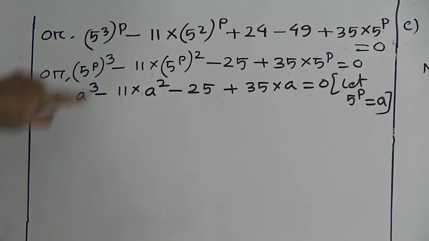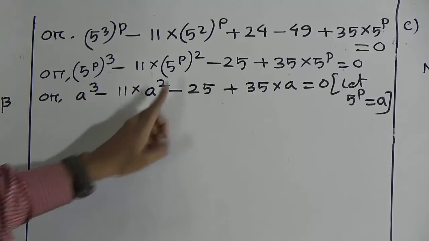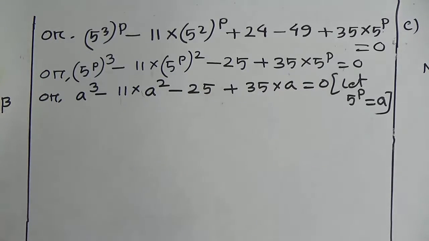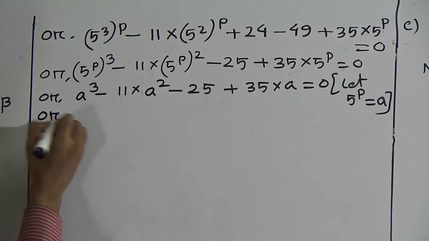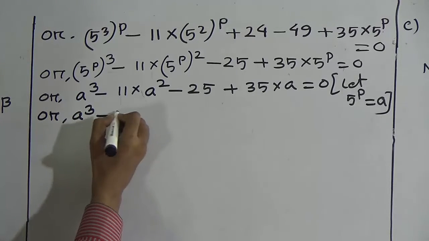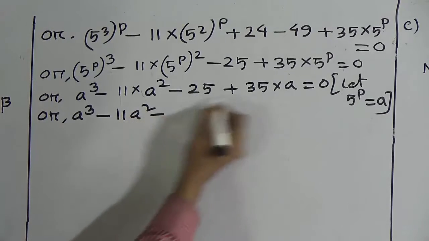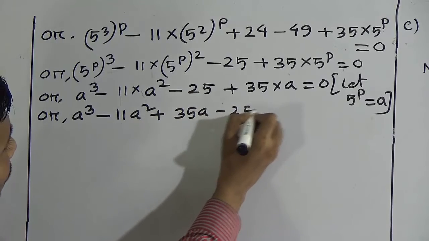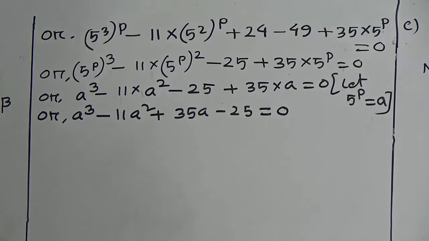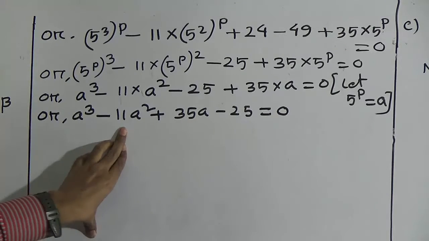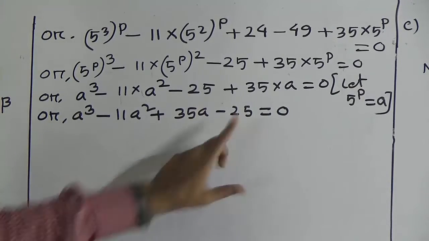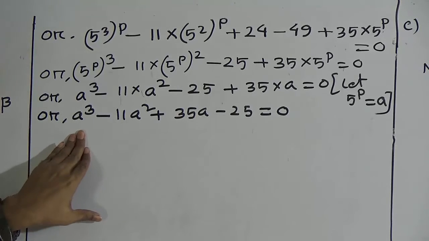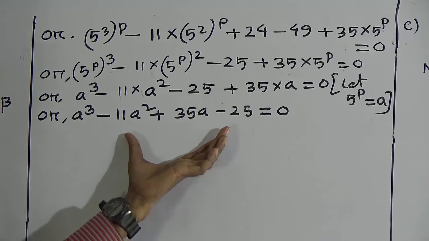So 5 power p equal to a, a power 3 minus 11 a square minus 25 plus 35 into 5 power p, means a, equal to 0. Or this can be written as a cube minus 11 a square plus 35a minus 25 equal to 0. Now if we put a equal to 1, then the value of this expression is 0.